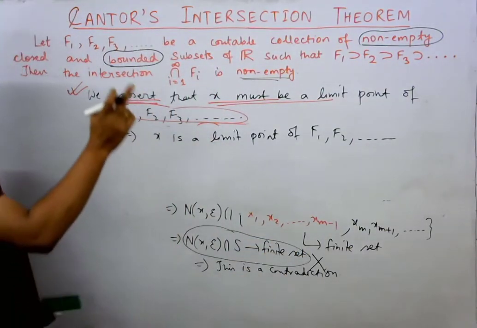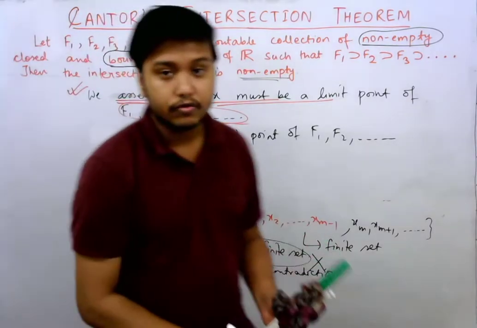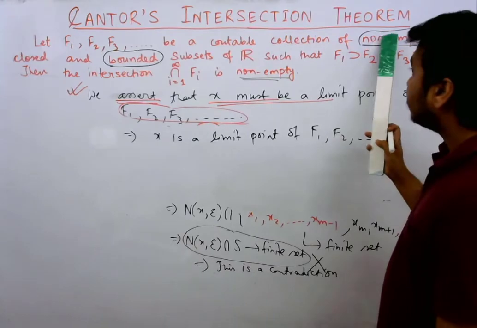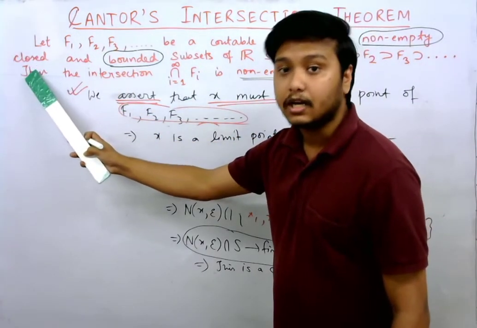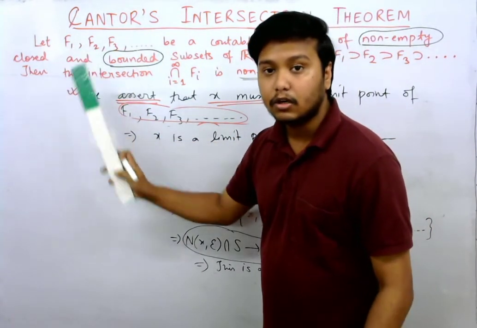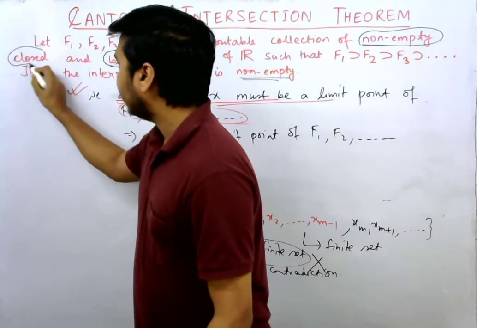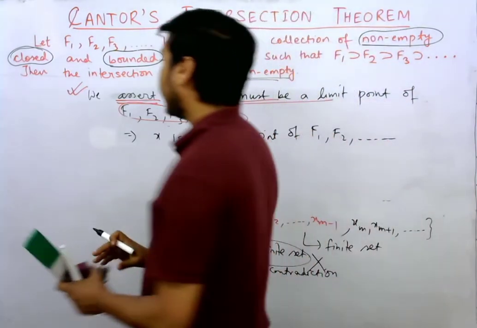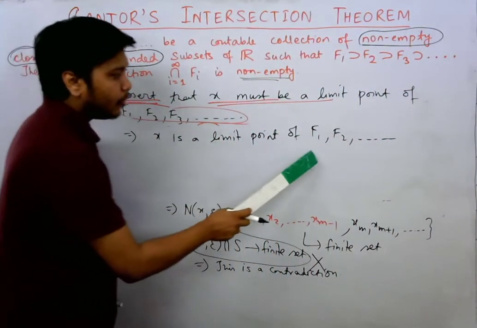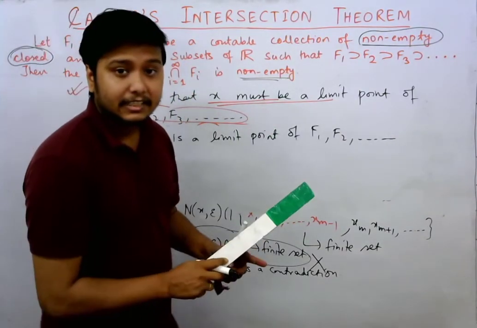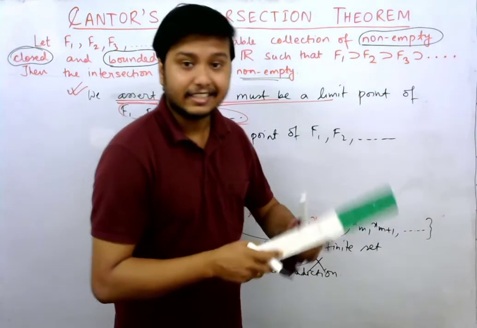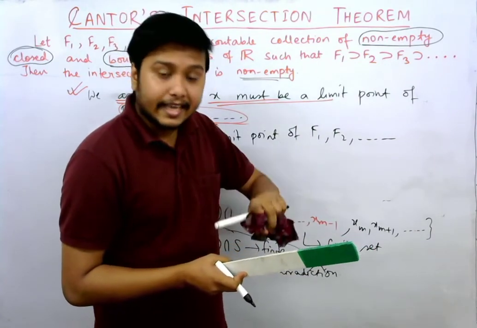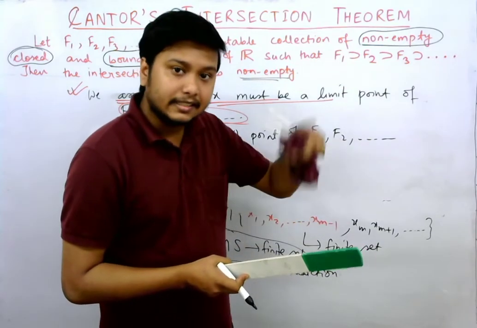Now another important thing which we haven't yet used over here: it was said that all these sets are a countable collection of non-empty closed subsets of R. So we have not yet used the fact that they are all closed. So now I'm going to use the fact that all these sets are closed. Now what is the benefit of being closed? If x is a limit point of any closed set, then x must belong to that set. That's a property of a closed set. If some set is closed, then the limit point of that set cannot lie outside the set. It has to be inside the set.